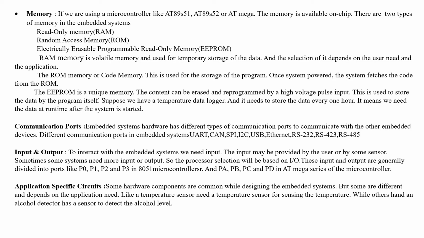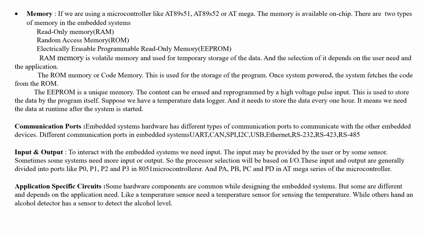Next component is memory. It is a storage device. It is of two types, RAM and ROM. RAM memory is a volatile memory and used for temporary storage of data. And the selection of RAM depends on the user need and the application. ROM memory is called a code memory. It is used for the storage of program. Once the system is powered, the system fetches the code from the ROM.